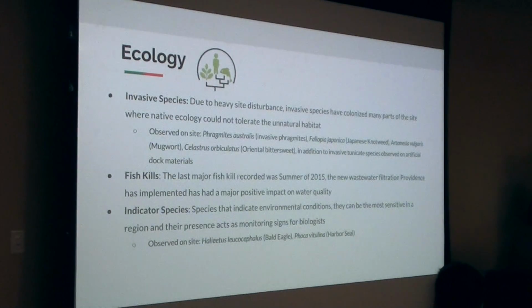Indicator species, species that indicate environmental conditions, can be the most sensitive in a region, and their presence acts as monitoring signs for biologists. Some things we observed on the site were actually a bald eagle and harbor seals. So it's good to see this kind of ecological combination and more animals on the site that you wouldn't normally see. So I think that poses a good site for these types of animals in the future.